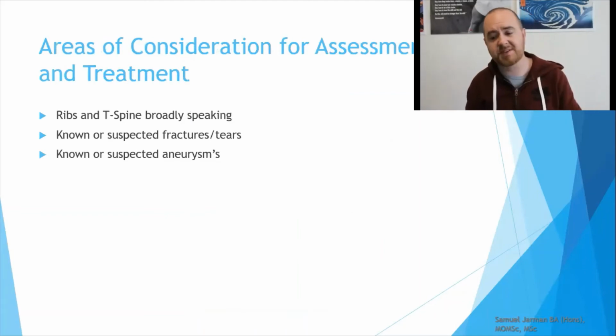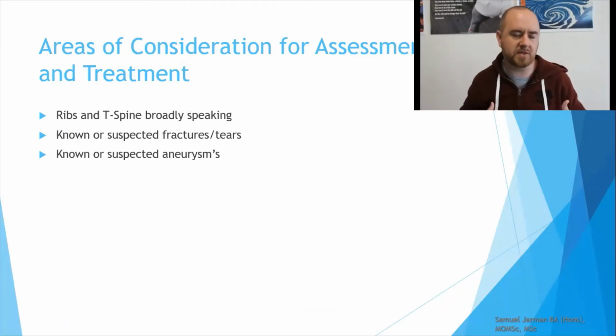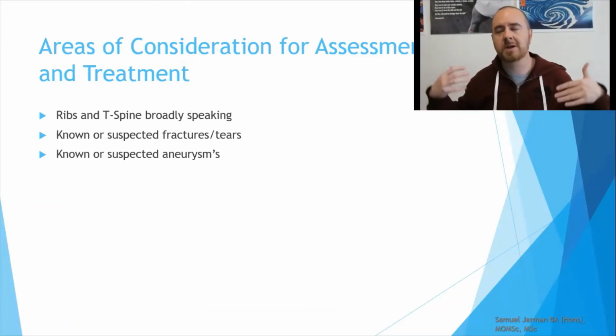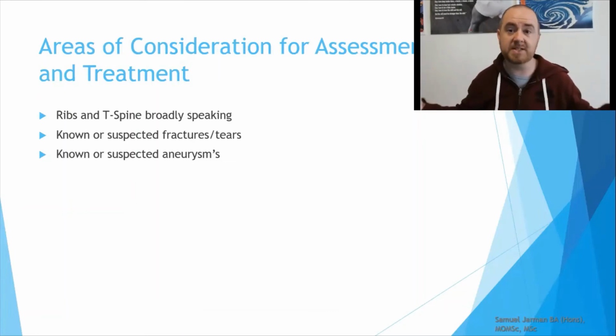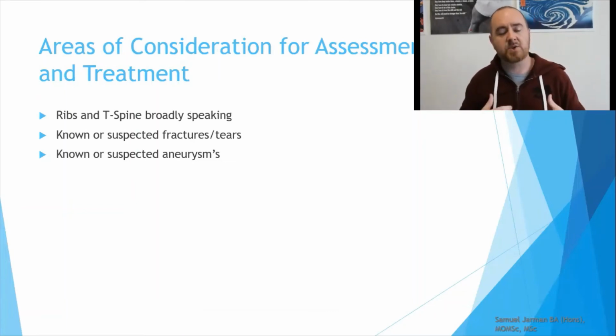Now, as far as areas of consideration for assessment and treatment with respect to issues of thoracic flexion. If you have reason to believe, through findings or through report, that there might be issues with thoracic flexion, the ribs and the T-spine, very broadly speaking. If there is some form of restriction in excursion of the ribs, it could restrict the thoracic vertebrae in some way, shape, or form. So you would check all of that.